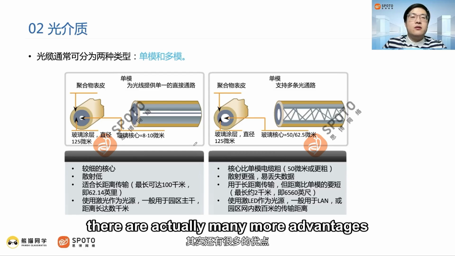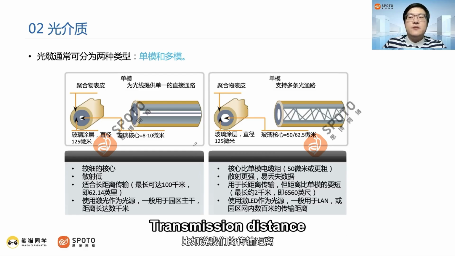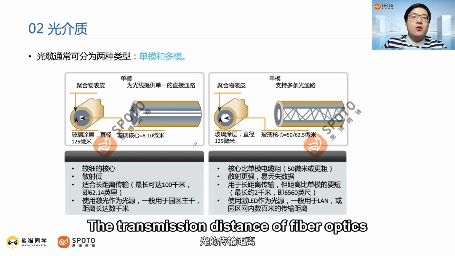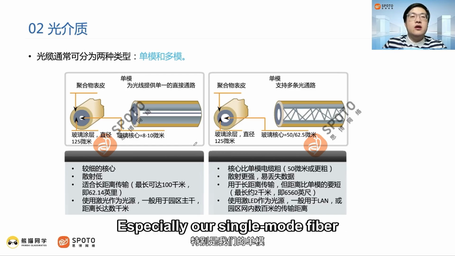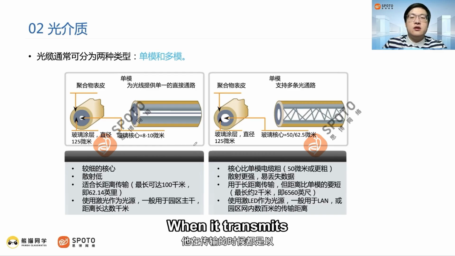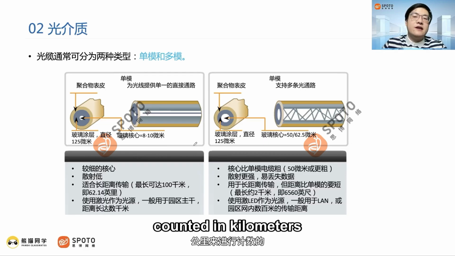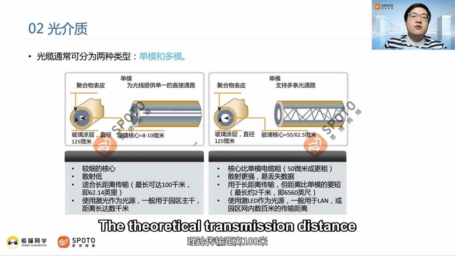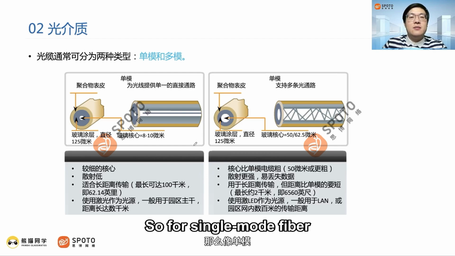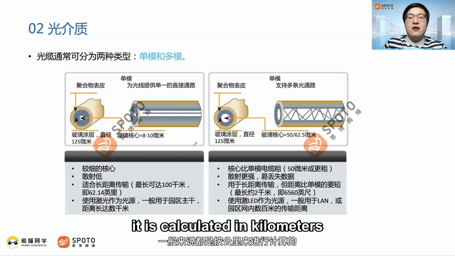there are actually many. For example, our transmission distance. The transmission distance of fiber optics is much longer than copper cables, especially single-mode fiber. When it transmits, it is all counted in kilometers. Our copper cables, the theoretical maximum is 100 meters. So for single-mode fiber, generally it is calculated in kilometers.